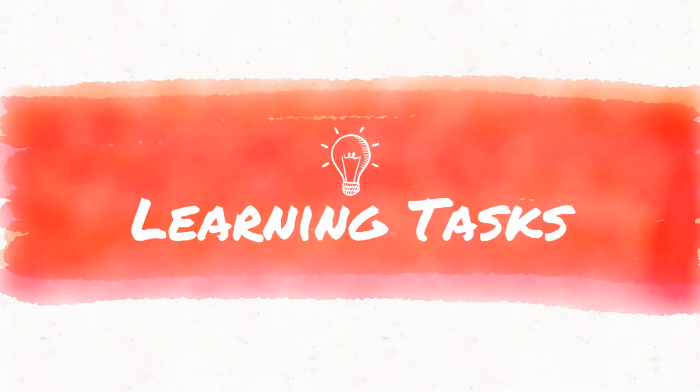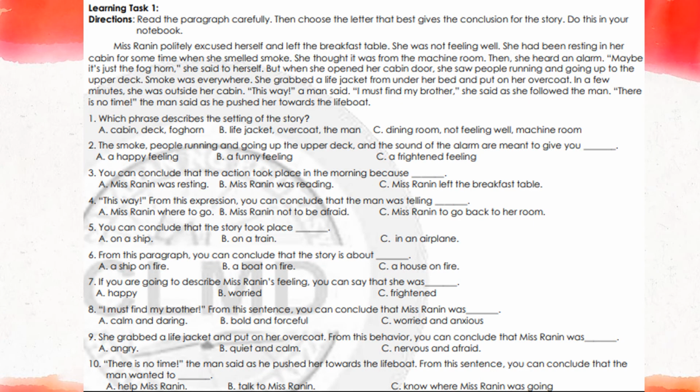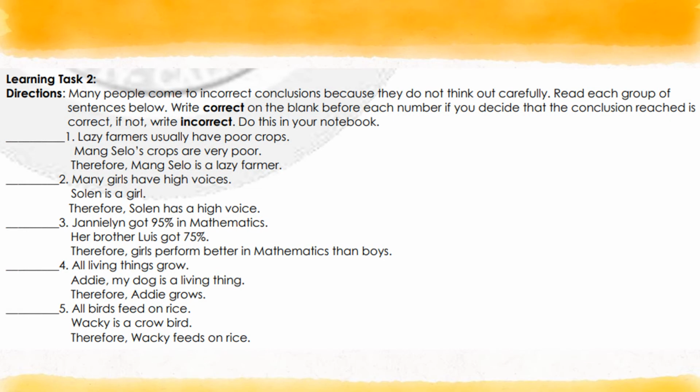Now, you may begin answering the learning tasks. Learning task number 1. Read the paragraph carefully, then choose the letter that best gives the conclusion for the story. Learning task number 2. Many people come to incorrect conclusions because they do not think out carefully.